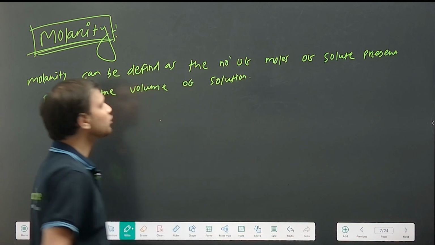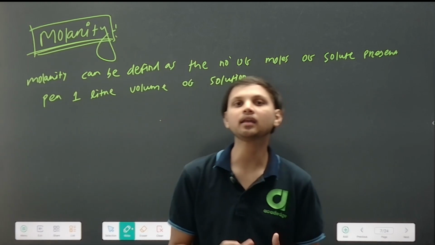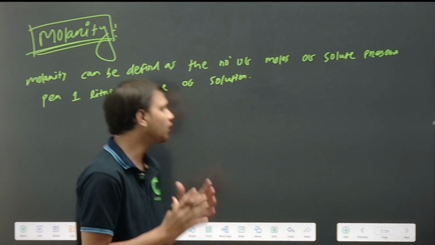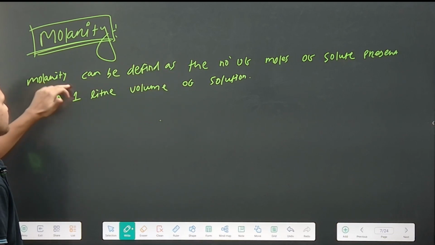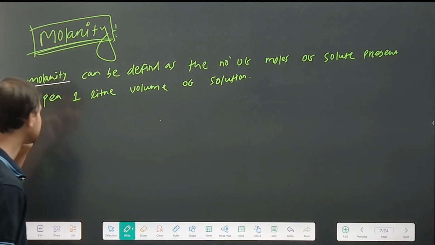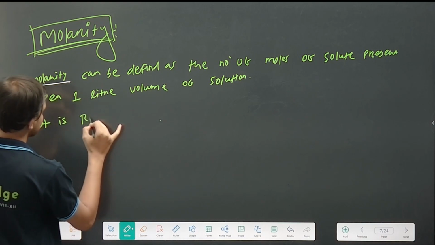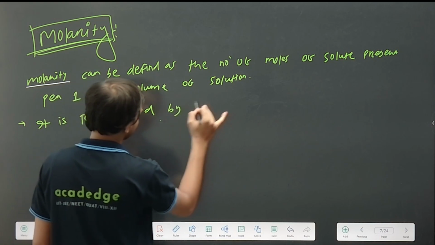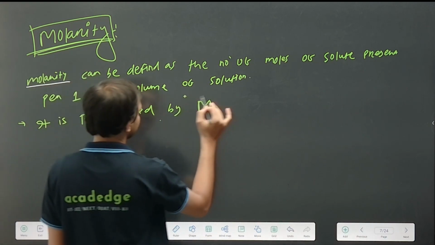It means molarity is defined as how many moles of solute are present in 1 liter volume of solution. If I take the volume of solution as 1 liter, then the number of moles of solute contained in that 1 liter solution is defined as the molarity. It is represented by capital M. Whenever we represent molarity, we use the symbol capital M.